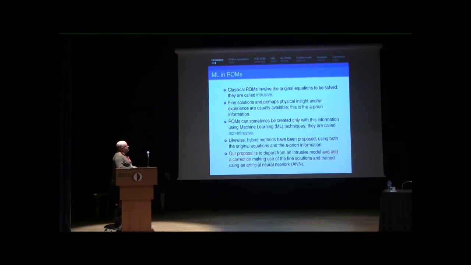So the point is that sometimes reduced order models can be created only with this a priori information using machine learning techniques or artificial intelligence in general. So these models that don't make use of the equations to be solved are called non-intrusive. Okay? So on the one hand, we have models that use the equations to be solved, that are called intrusive. So those are the classical models.